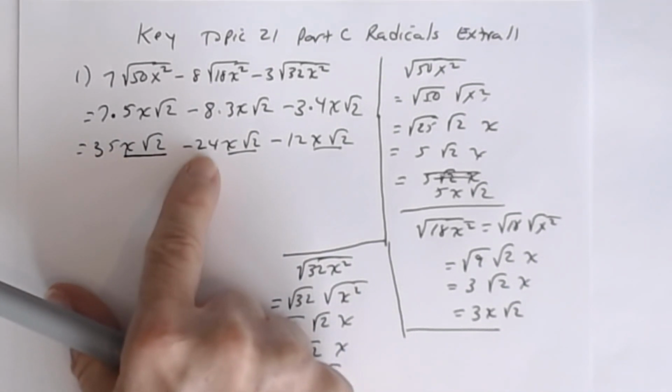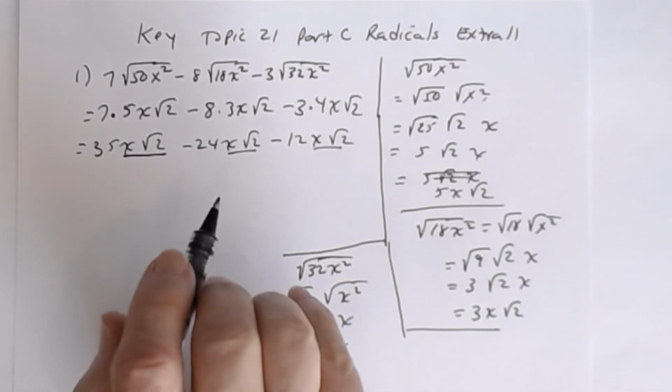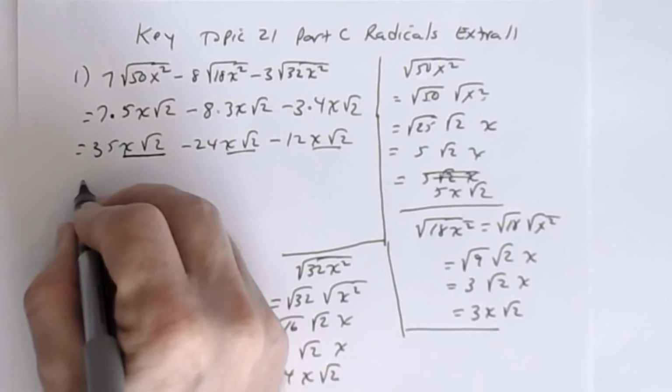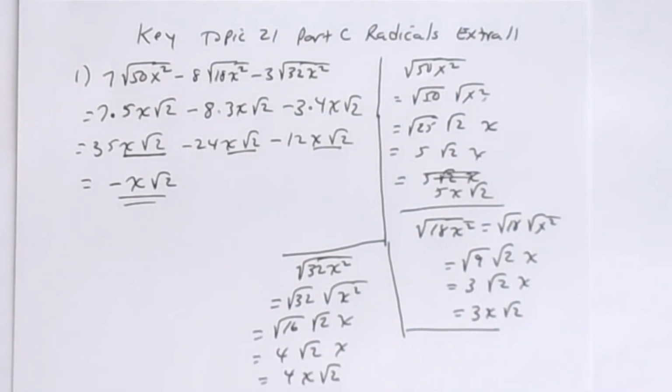Right? 11x square root of 2, and 11x square root of 2 plus a negative 12x square root of 2 is a negative 1x square root of 2. So negative x square root of 2. So that's the answer. All right? So there's your work. There's the answer.